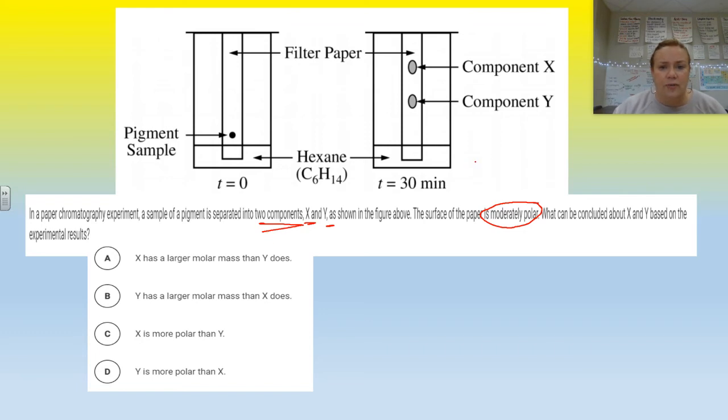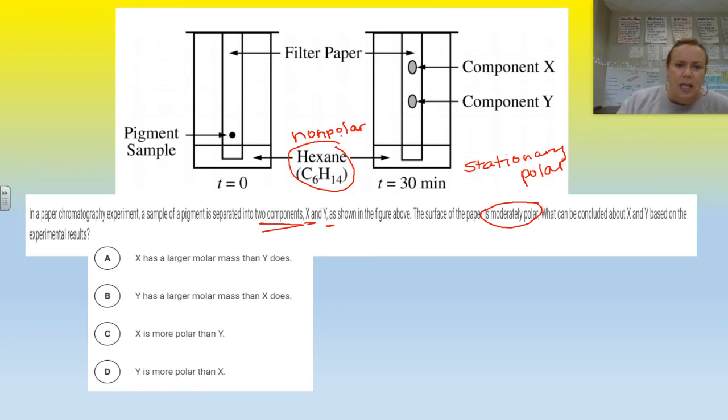So our stationary phase is polar, and we look at our solvent here. Is this a polar or a nonpolar solvent? This is going to be a nonpolar solvent because you've got carbons and hydrogens, and that's about it. Hexane is actually going to be a ring, but it's still carbons and hydrogens. So since we have a nonpolar solvent and a polar stationary phase, we've got to think about where X and Y are going to be.